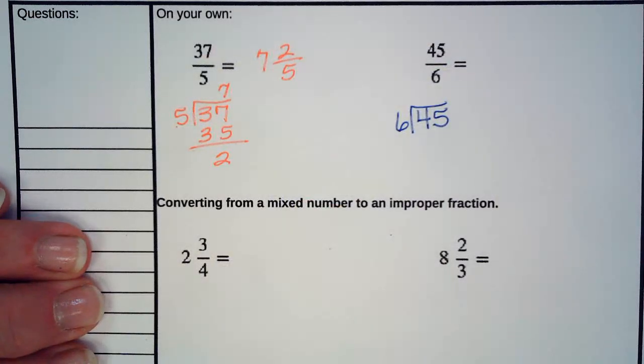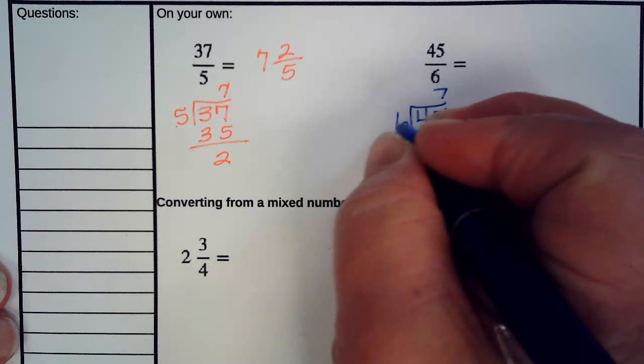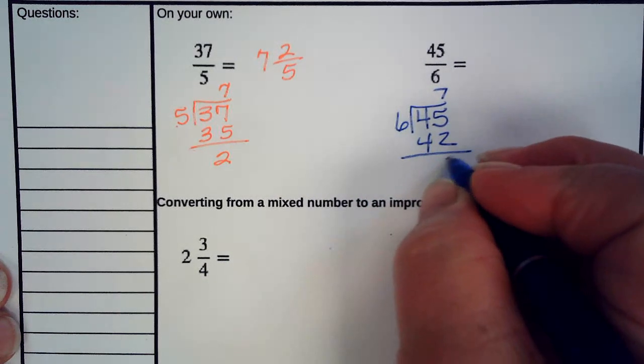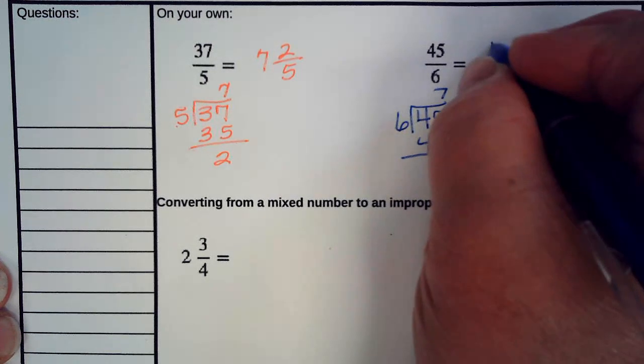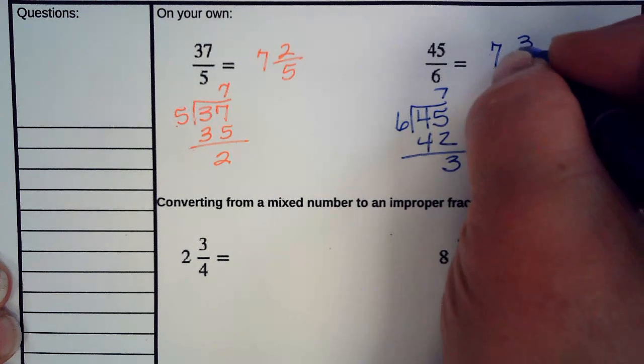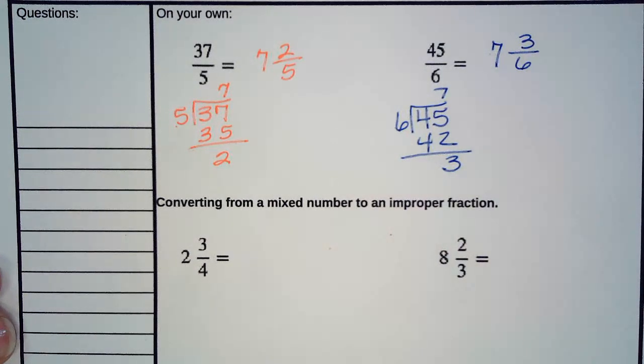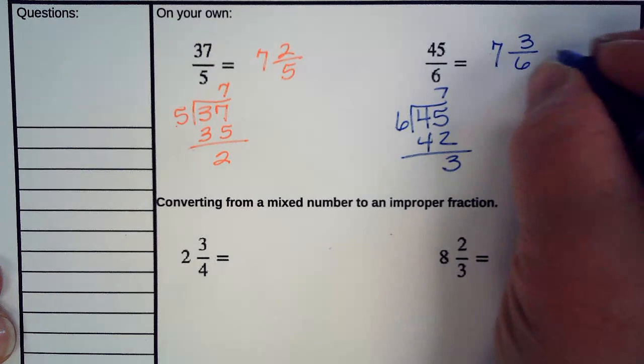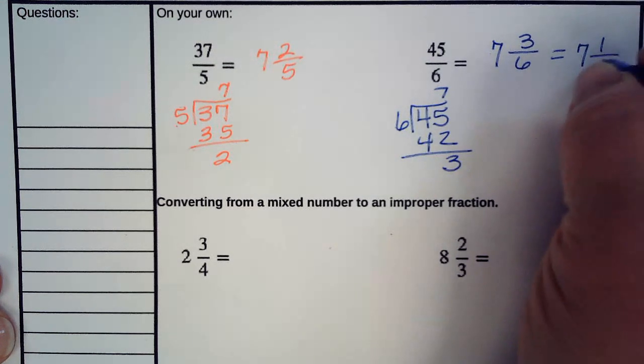7 times 6. 7 times 6 is 42. 45 minus 42 is 3. This becomes 7 and 3/6. Do you see a problem? I hope you said yes. 3 over 6 can be simplified. We did it on the last page. If you don't remember what it was, flip it over on your notes and look. 3 over 6 is the same as 1 over 2. This is 7 and 1/2.